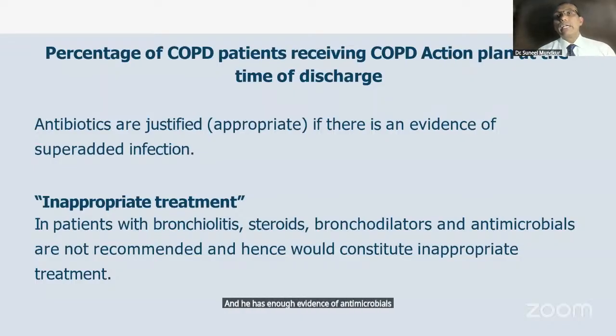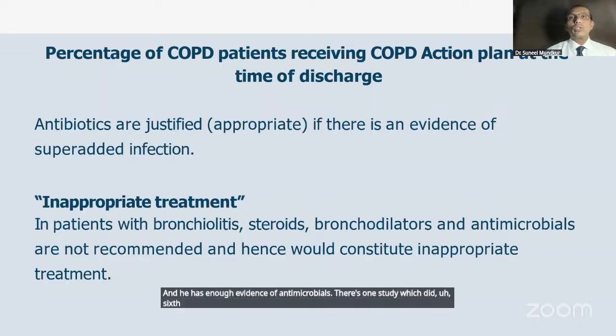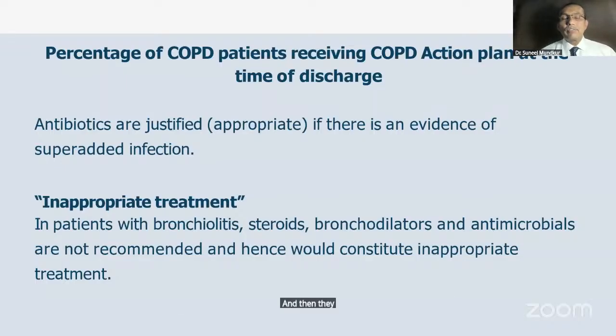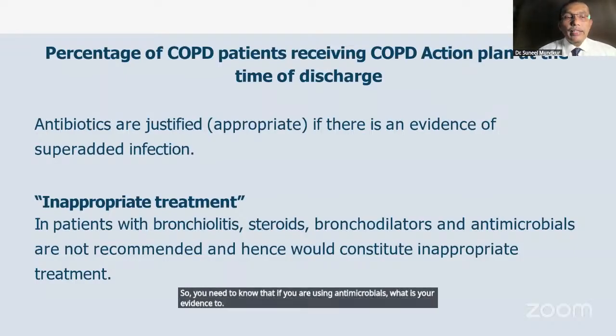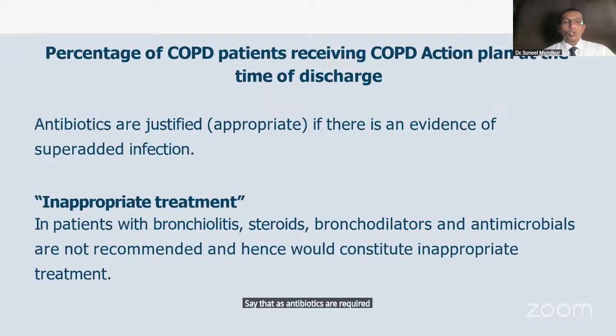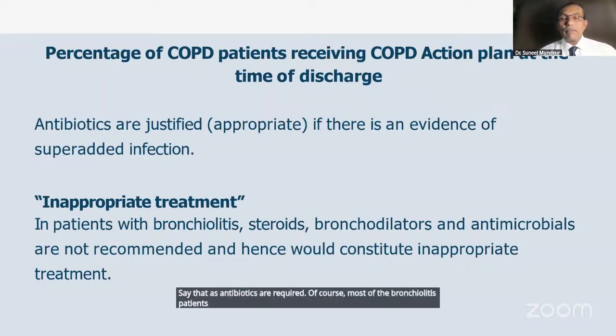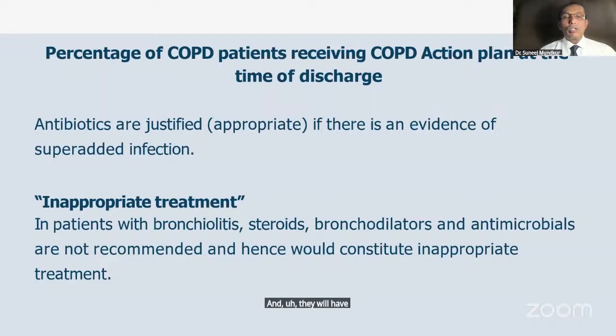There's one study which did 6-hourly procalcitonin, and they said that if there are raised procalcitonin levels in bronchiolitis patients, you can use antibiotics. In India, we cannot do 6-hourly procalcitonin levels. So you need to know, if you are using antimicrobials, what your evidence is that antibiotics are required. Of course, most bronchiolitis patients get admitted to the ward, and they will have some leukocytosis, elevated CRP, procalcitonin, or ESR.